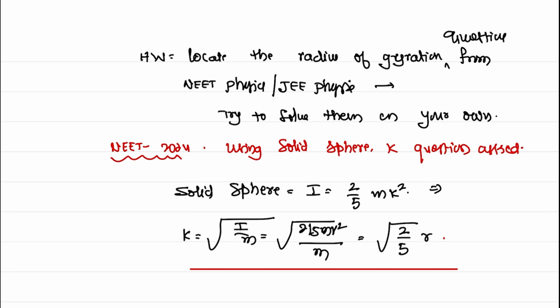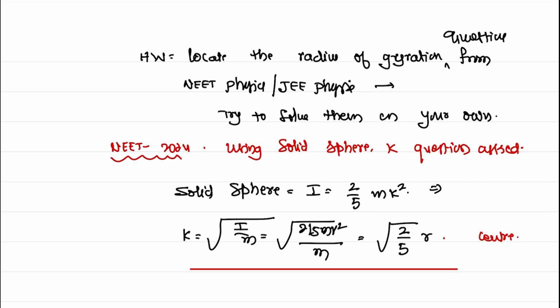This is what is asked. The radius of gyration of a solid sphere of mass 5 kg, radius 5 meters, and so on, then the value of x is. Please see that, try to solve it. You can very easily solve it. If you cannot solve it, please come back to me, because it is about the center.